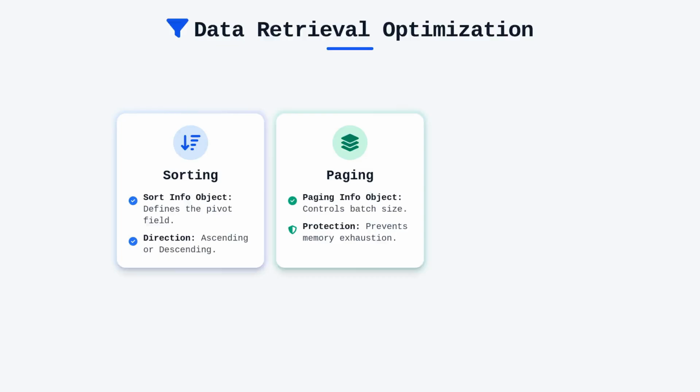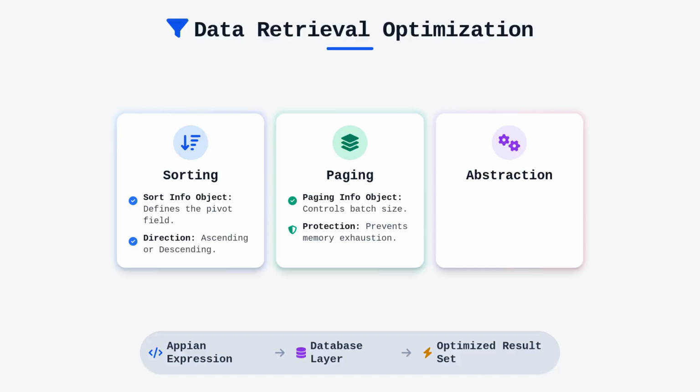By setting a specific batch size, we protect the system from memory exhaustion issues that might otherwise arise from attempting to process massive result sets in one go. It is vital to view these parameters as constraints that govern the interaction between the Appian expression language and the database layer. Once we define these structures clearly, the Appian engine handles the translation to the appropriate database-specific SQL dialect, abstracting away the platform-specific syntax while maintaining the integrity of our query logic.